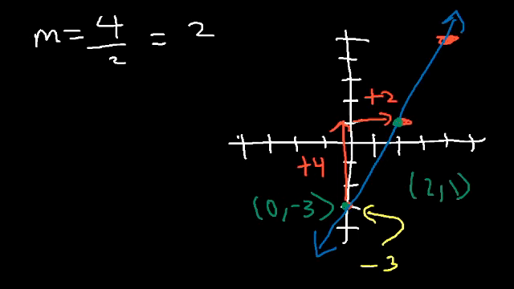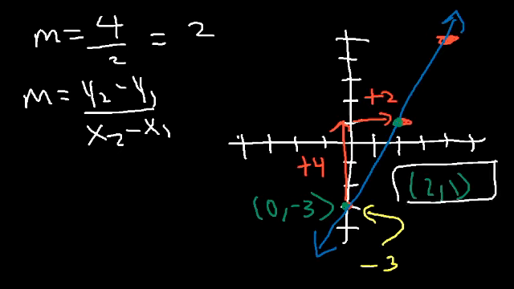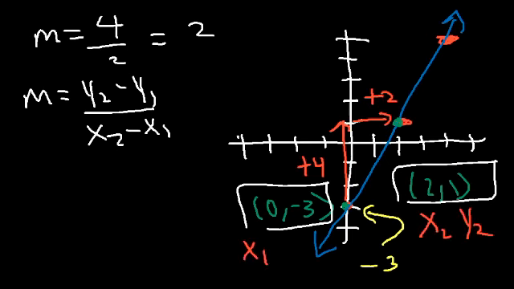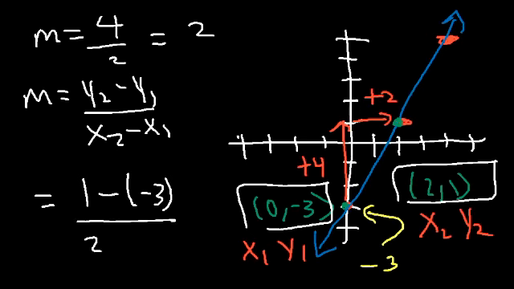Another way you can find a slope is simply using this equation, y2 minus y1 over x2 minus x1, since we have 2 points. So let's say y2 is 1. We're going to say this is x2 and y2, and this is going to be x1 and y1. So it's going to be 1 minus negative 3 divided by 2 minus 0. 1 minus negative 3 is the same as 1 plus 3, and that's 4. 2 minus 0 is 2. 4 over 2 gives us a slope of 2.